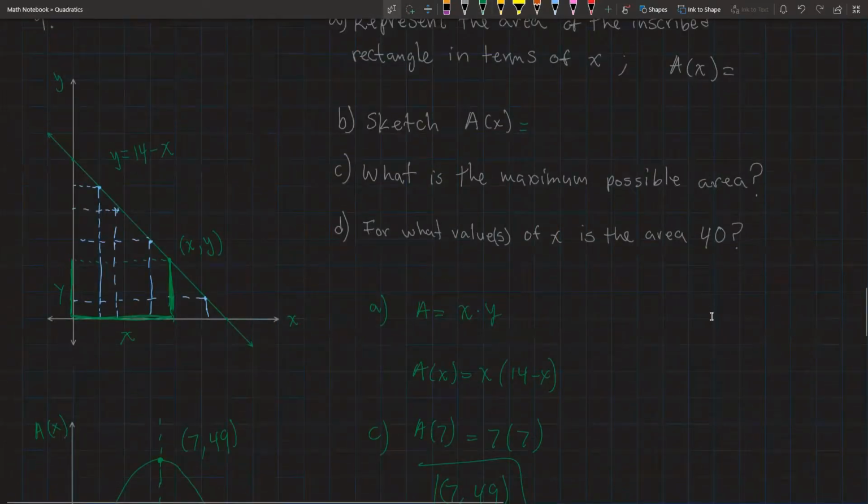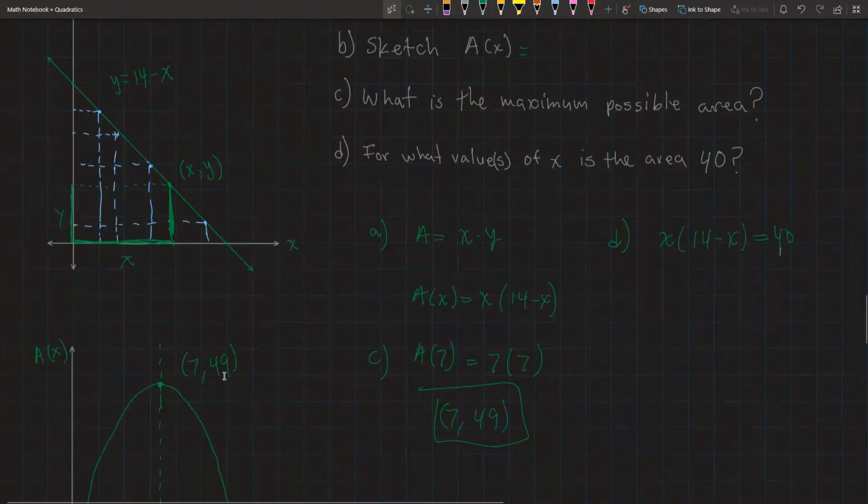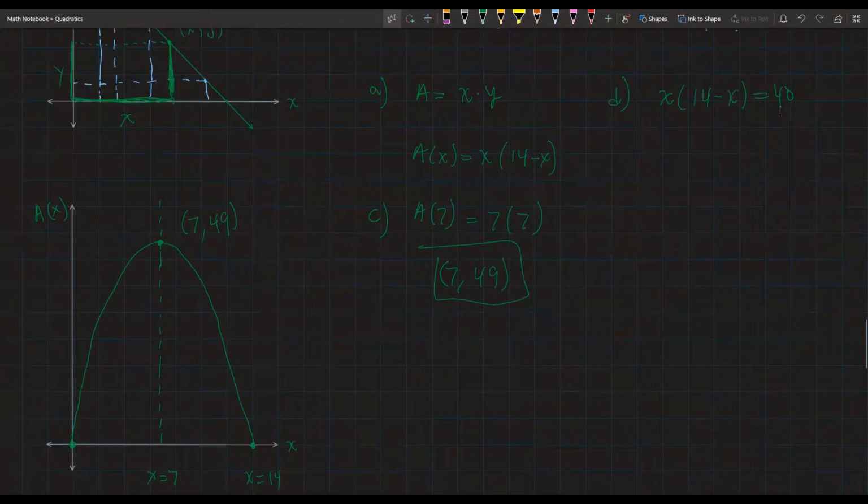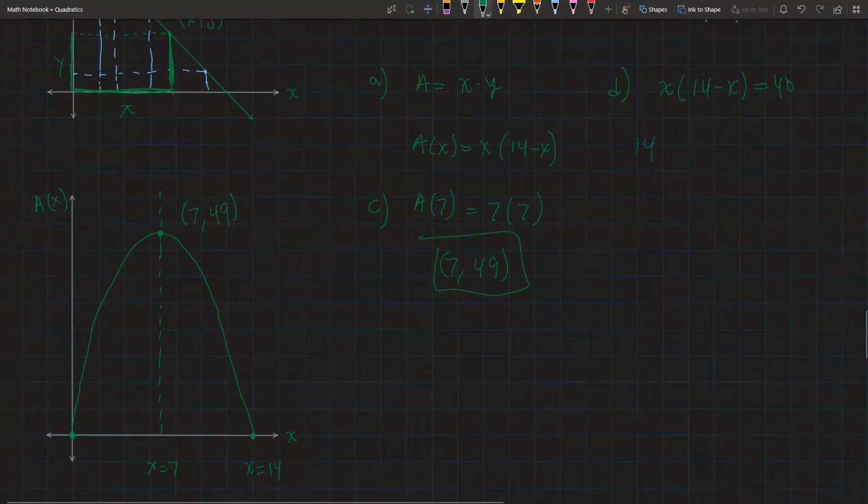The last part, letter D, is not calculus. This is back to algebra. But it's saying when is x times 14 minus x equal to 40? And it makes sense that it should be something smaller than the maximum area. So think somewhere right here. When we distribute, we get 14x minus x squared equal to 40.